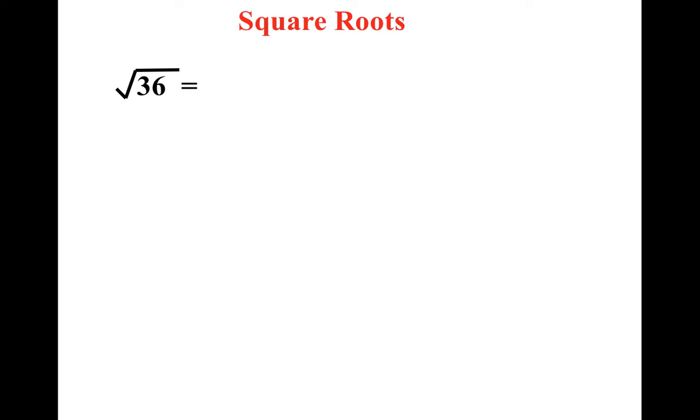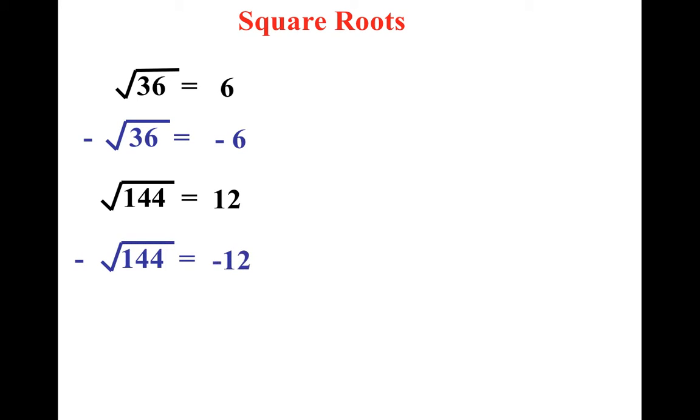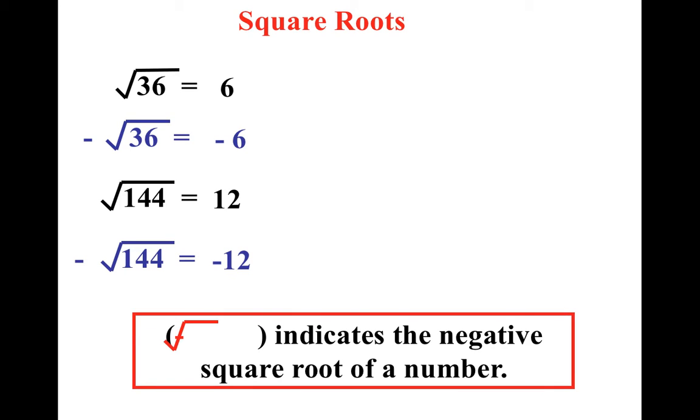All right, so what would the answer be for this one? The answer would be positive 6 and only positive 6 because it is the principal square root sign and there's not a negative sign in front. What would the answer be for this one? Negative 6 because I indicated that I wanted the negative square root simply by having the negative sign in front of the square root. Answer for this one? You got it? 12. Answer for this one? Negative 12. And I hope you realize, oops, there's a little mistake right there. That should be moved over, but a negative sign in front of the square root sign indicates that you want the negative square root of a number.